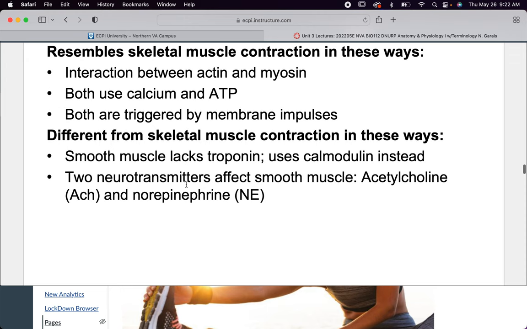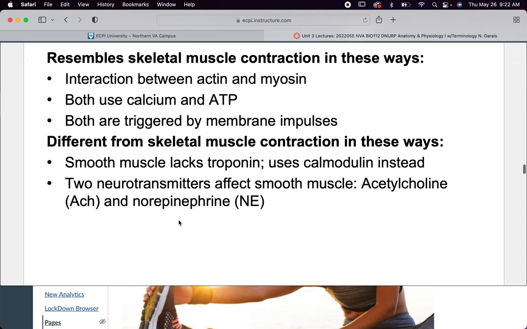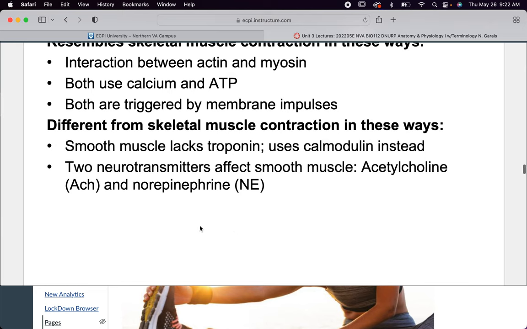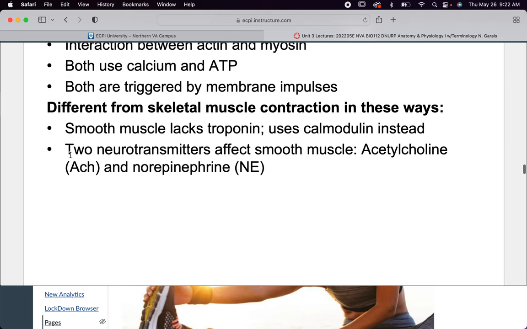Again, calcium, ATP, it's universal. But the different thing about smooth muscle, visceral muscle, is that skeletal muscle only requires the single neurotransmitter acetylcholine. But smooth muscle requires acetylcholine and norepinephrine. Okay, I remember acetylcholine as capital A, capital C, and lowercase h, but hey, you know what it is now, acetylcholine, and norepinephrine, NE.